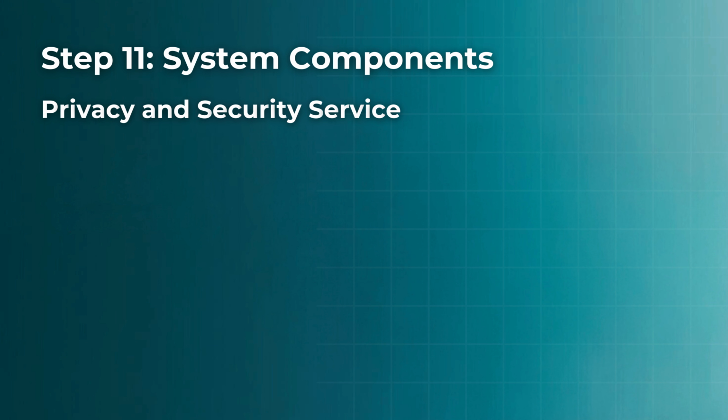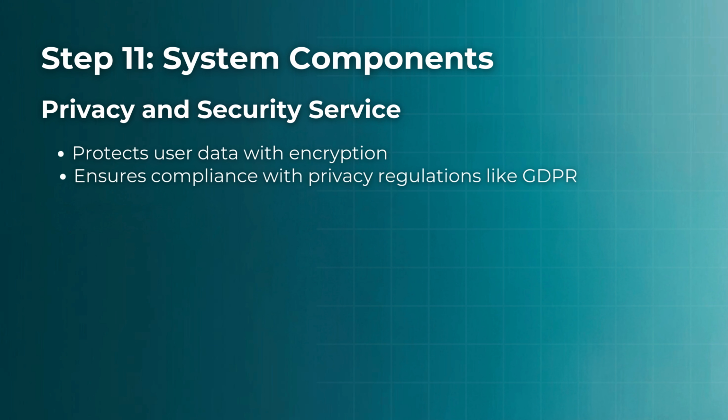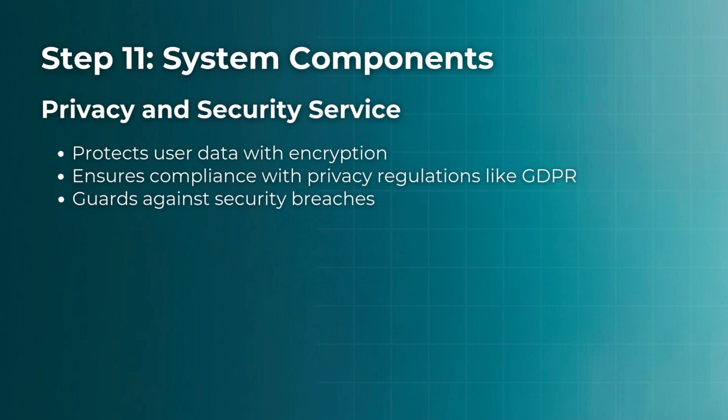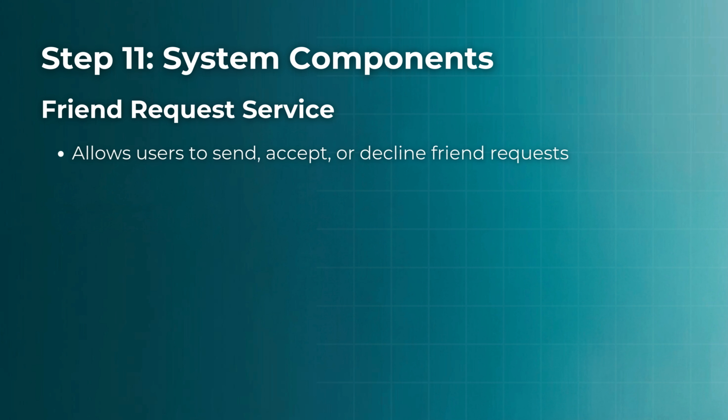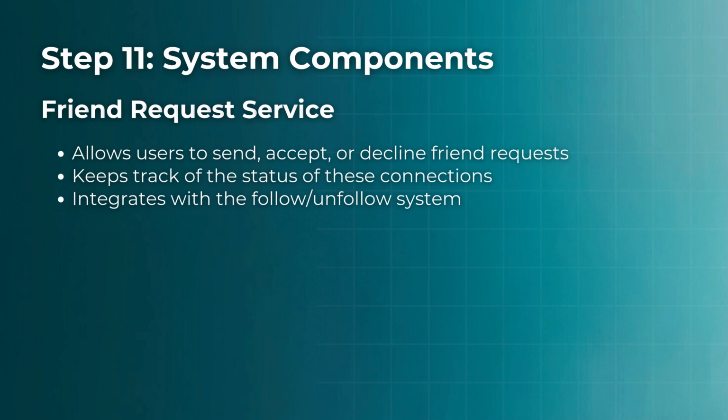Of course, we can't forget about the privacy and security service. This protects user data with encryption, ensures compliance with privacy regulations like GDPR, and guards against security breaches with measures like two-factor authentication. Another important one is the friend request service. This allows users to send, accept, or decline friend requests and keeps track of the status of these connections. It also integrates with the follow-unfollow system for a unified experience.